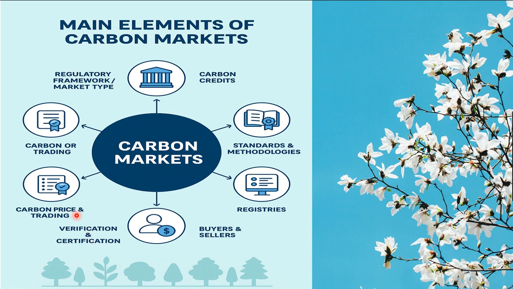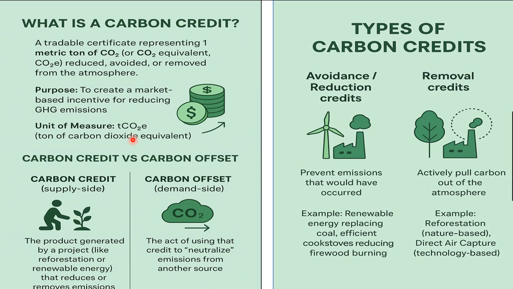Then we have the carbon price and trading. Trading happens in the market, and there's a price associated with these carbon credits, which is dynamic in nature. And these are all the elements of the carbon markets in general. Now we know about carbon markets. Carbon markets are about carbon credits, which are traded in carbon markets. There are different elements. There are sellers, there are buyers, and you cannot just trade carbon credits in thin air. There should be some standards and some regulations first.